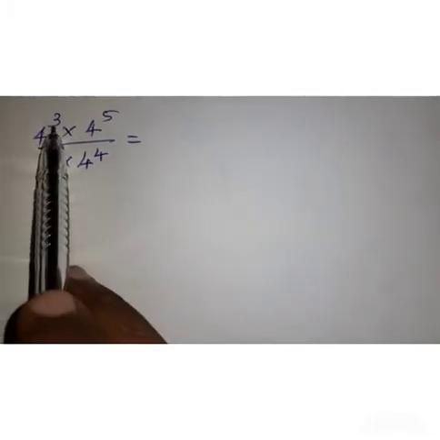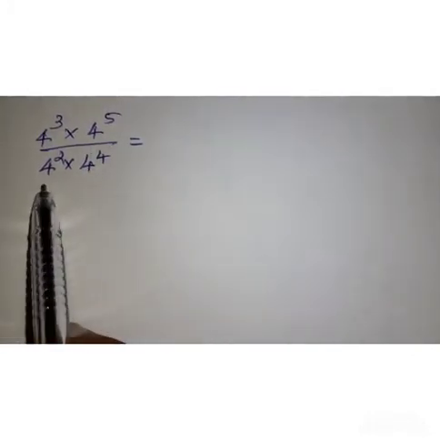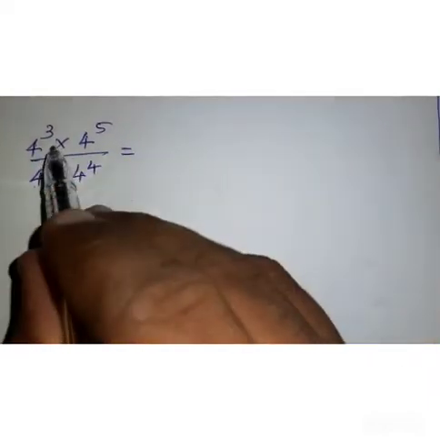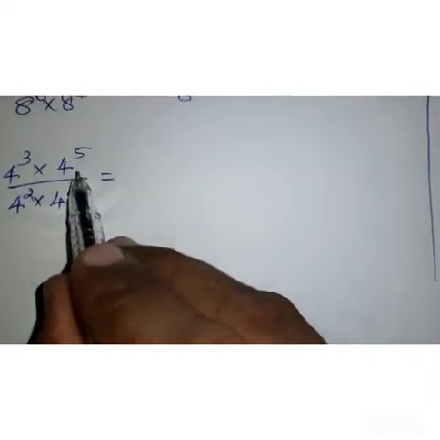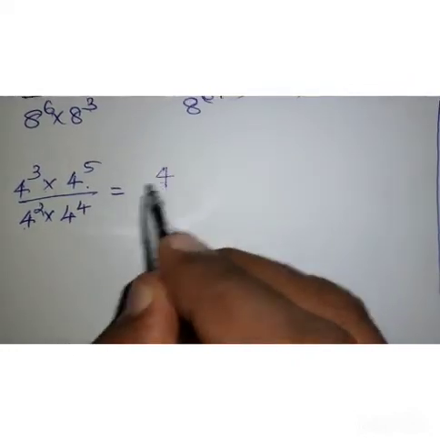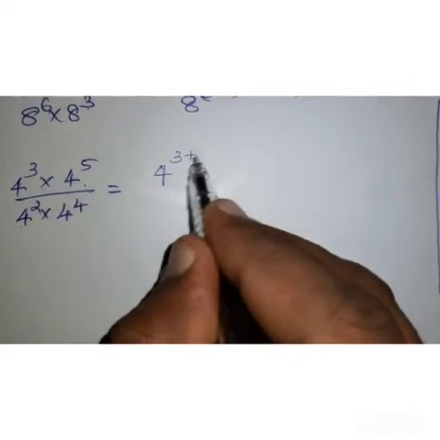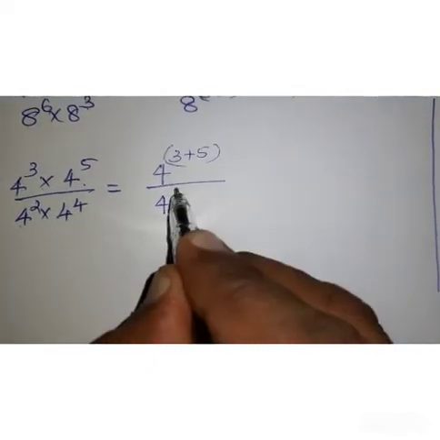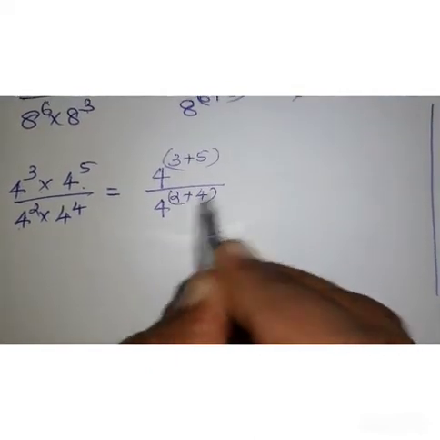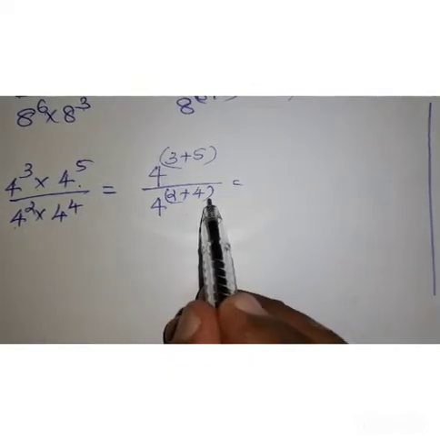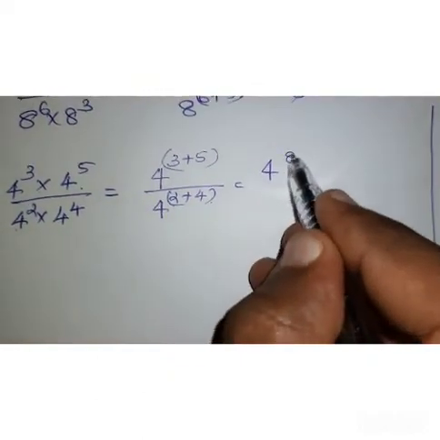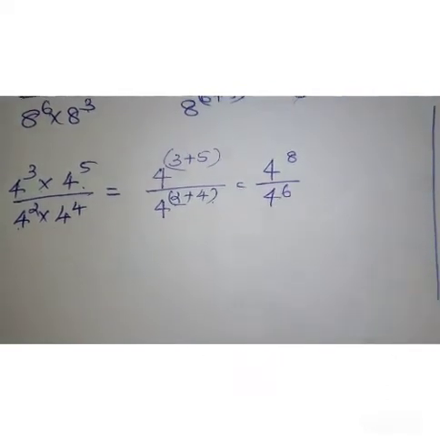4 raised to 3 into 4 raised to 5 divided by 4 raised to 2 into 4 raised to 4. First use the multiplication rule. 4 raised to 3 plus 5 divided by 4 raised to 2 plus 4. So the powers are added. Here also the power is added. We will get 4 raised to 8 divided by 4 raised to 6.